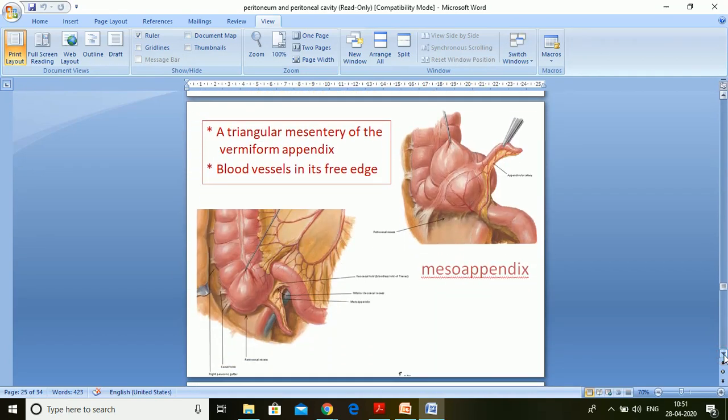Coming to the appendix, there is also a small piece of mesentery that connects with the appendix, which we call the mesoappendix. The mesoappendix becomes very important because it contains the appendicular artery, which supplies the appendix. This is the colon, this is the appendix, and this is the mesocolon. So this is the mesentery attached to the cecal area and the appendicular area. Here you get the blood vessels, mainly the superior and inferior mesenteric vessels, forming branches to supply the colon, the large intestinal area.